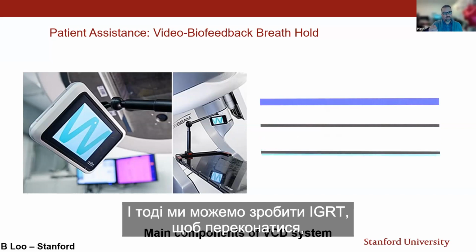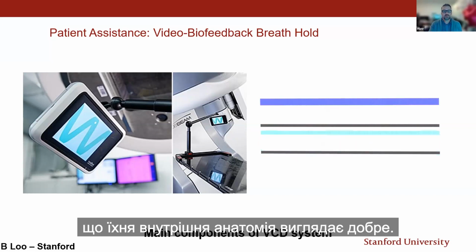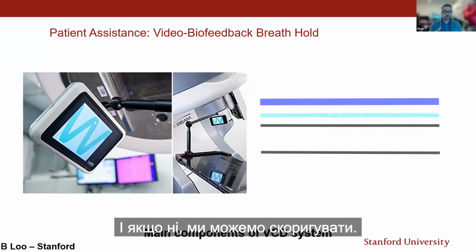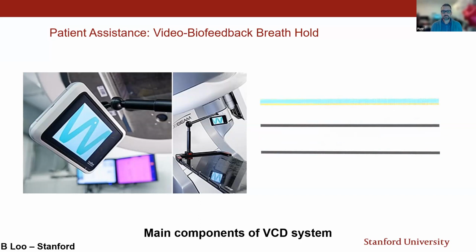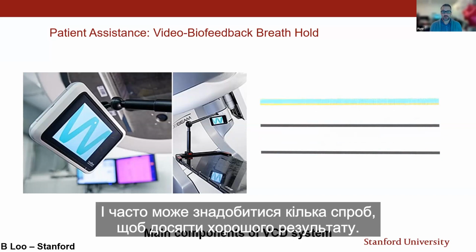And then we can do some IGRT to verify that their internal anatomy looks good. And if not, we can adjust. So this is definitely a cyclical thing that we do, and often can take a few attempts to get a good agreement.